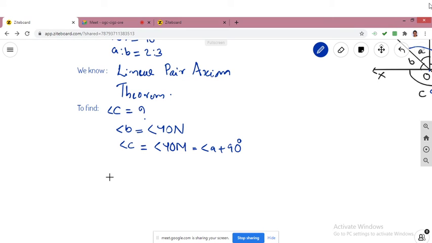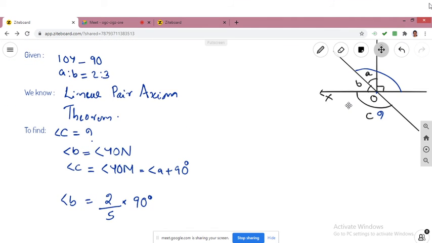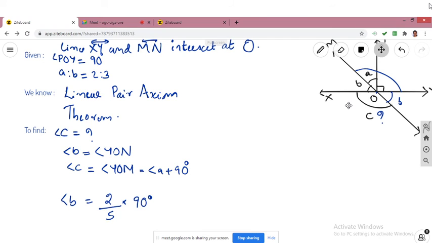So angle B. So can we say that angle B is equal to 2 by 5 into, what is the angle there? 90, ma'am. So is everyone getting a 90 there? Yes, ma'am. So did you understand how we got 90 degrees? See, angle A plus angle B is 90 degrees.